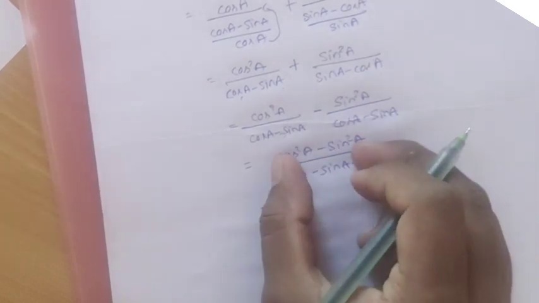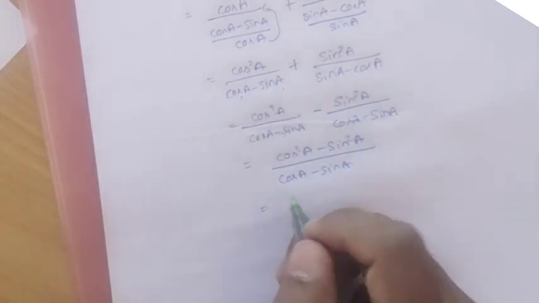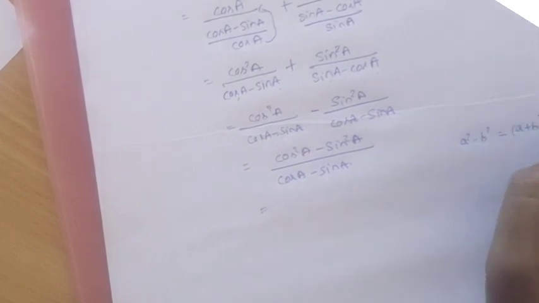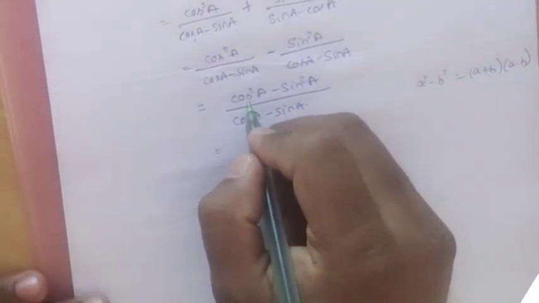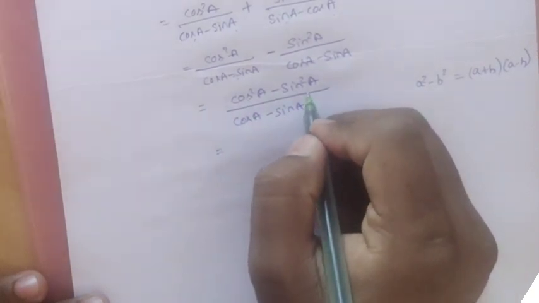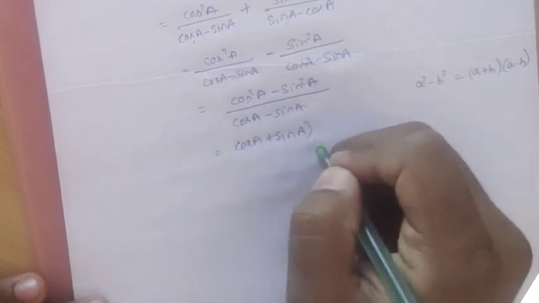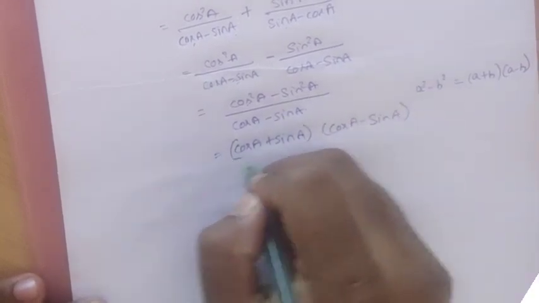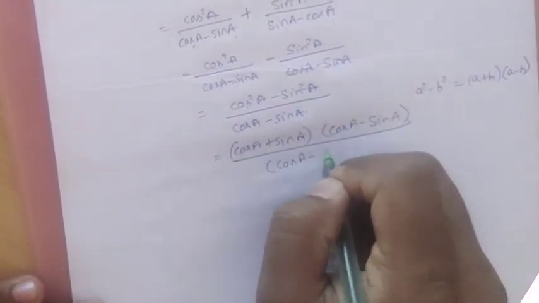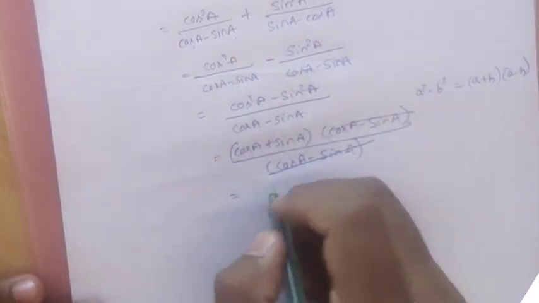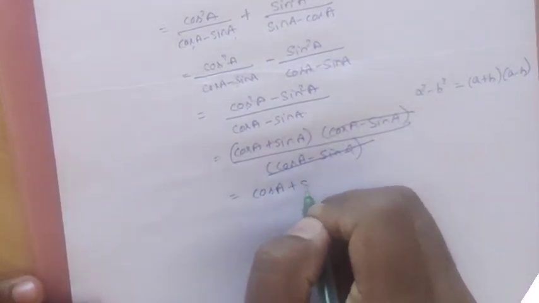Now, this is in the form of a square minus b square. So a square minus b square can be written as a plus b into a minus b. Similarly, in the place of a, cos is there, in the place of b, sin is there. So we get cos a plus sin a into cos a minus sin a, divided by cos a minus sin a. So cos a minus sin a and cos a minus sin a get cancelled. Then the result is cos a plus sin a. So this is your RHS.